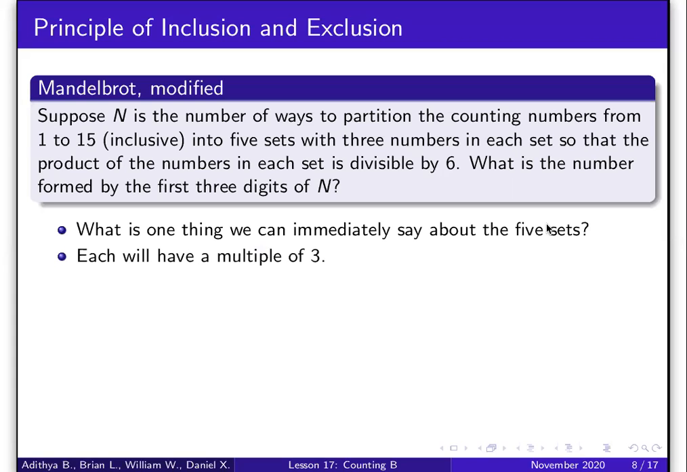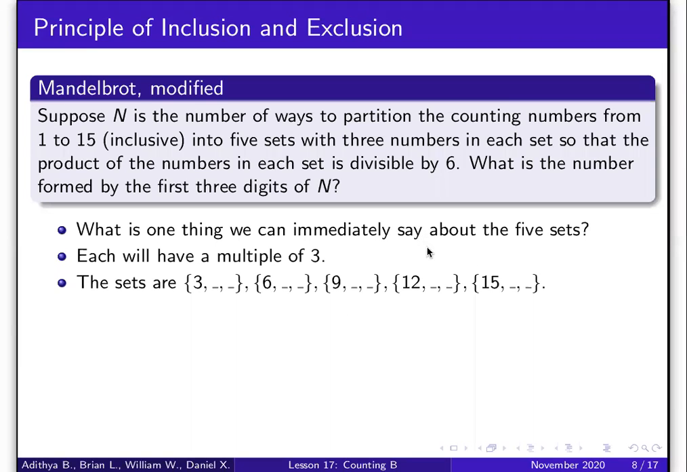Well, one thing is each set has to have a multiple of 3 in it in order for the product to be divisible by 6. And also we need to have an even number in every set. But the one that we can use immediately here is the multiple of 3, because there are only 5 multiples of 3 from 1 to 15. So they have to be put in all different sets here. So we have these 5 sets, and I've used underscore for blanks here.